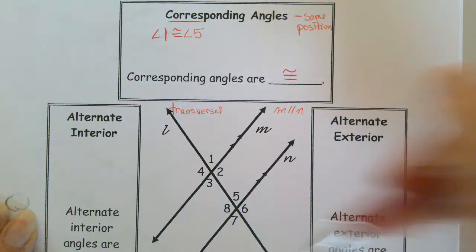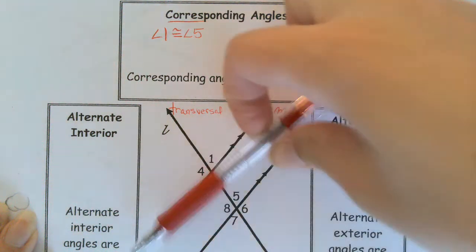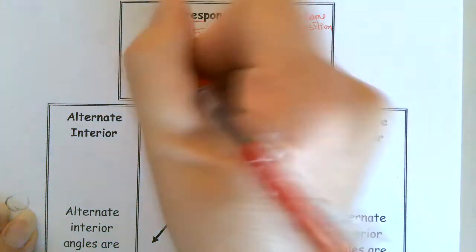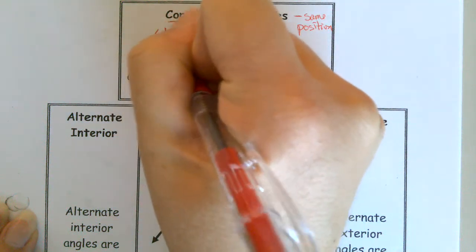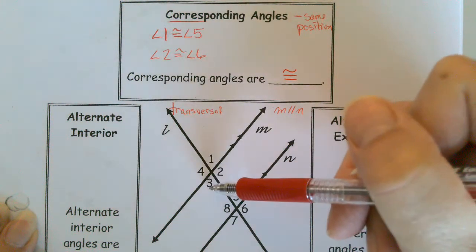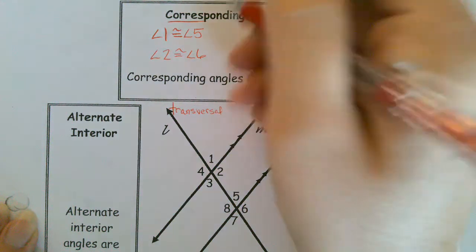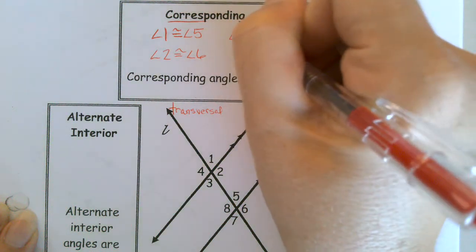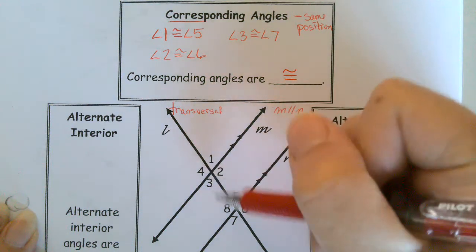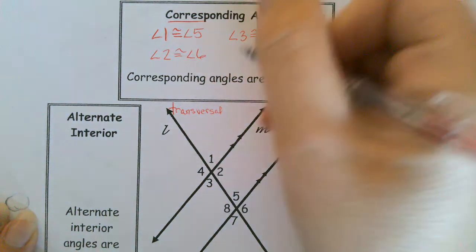Another corresponding angle would be 2 and 6, bottom right, bottom right. So again, if we took this and we just slid it down, angle 2 would line right up and be in the same position as angle 6. So angle 2 is congruent to angle 6. We also have angle 3 congruent to angle 7, bottom left. Again, these are corresponding angles. And angle 4 is corresponding with 8, which makes them congruent.